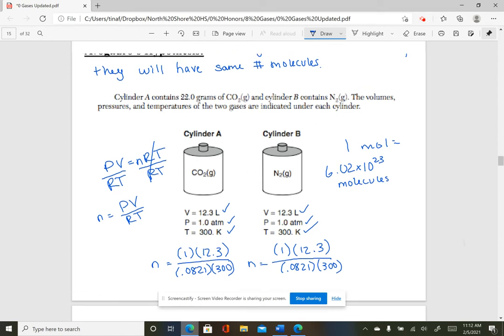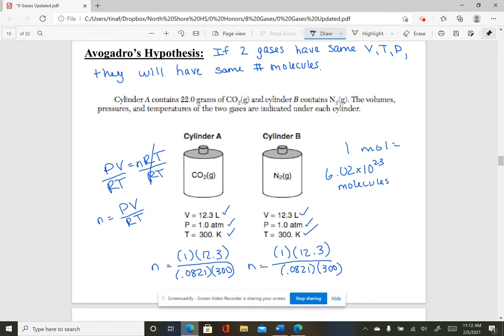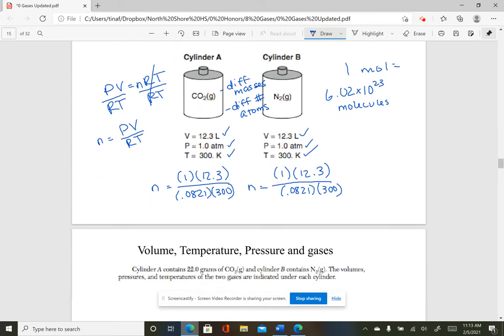Okay, so you have to know the hypothesis. That doesn't necessarily mean they would have the same mass. If you look on the periodic table, carbon dioxide and nitrogen have different masses. They're made up of different elements. They could also have a different number of atoms. CO2 has 3 atoms in every molecule. It has 1 carbon and 2 oxygens, and nitrogen has 2 atoms in every molecule. So the masses and the number of atoms don't necessarily have to be the same, but the number of molecules will be. And that was his hypothesis.